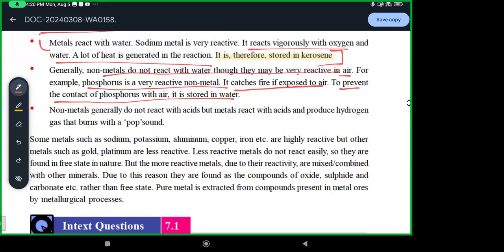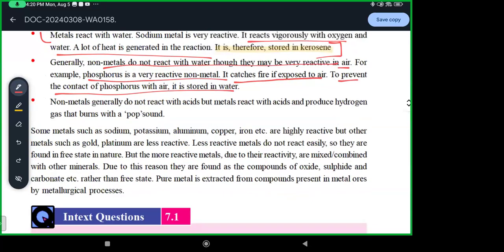Okay, non-metals generally do not react with acids, but metals react with acids and produce hydrogen gas that burns with a pop sound. I think this is what we used to do, the story that I told you. Produce hydrogen gas that burns with a pop sound.